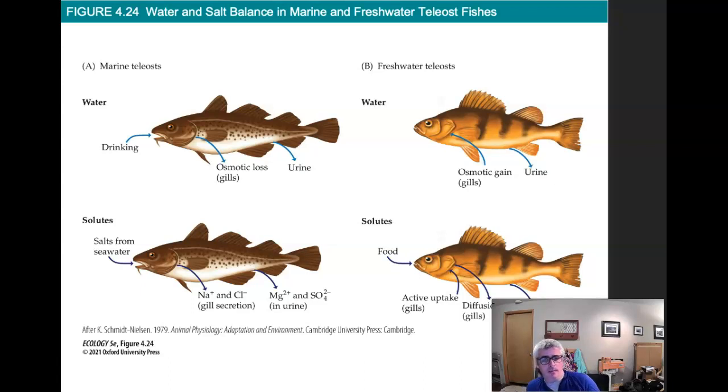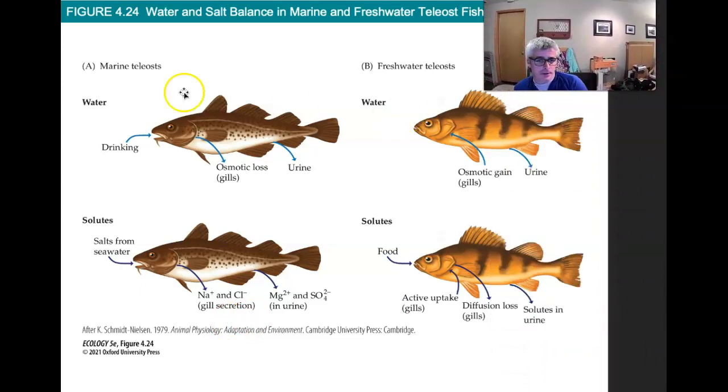And so here are examples of two different fish living in different environments and how they're able to deal with that. The first is what looks like a cod, where it's drinking water. It has osmotic loss through its gills and urine, and it's gaining solutes from the seawater, and it has to secrete calcium and chloride through the gills, and then magnesium and sulfur through its urine.